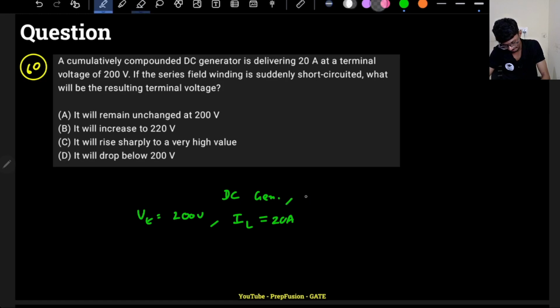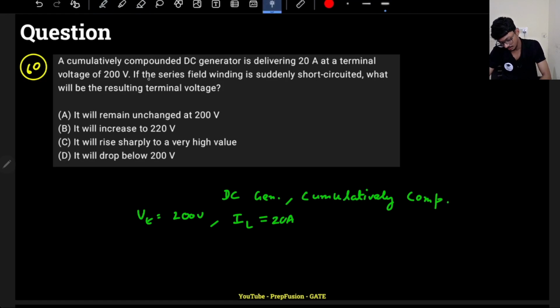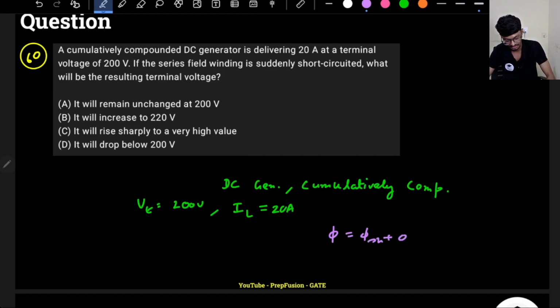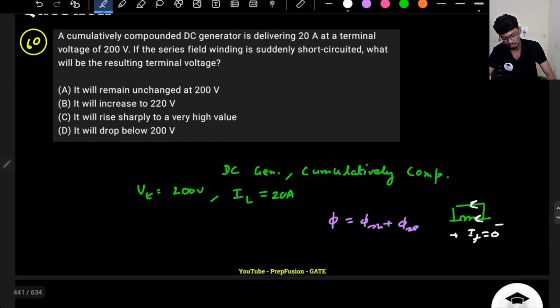It is cumulatively compound. If the series field winding is suddenly short circuited, what will be the resulting terminal voltage? In the case of a cumulatively compound generator, I know that phi is equal to phi s plus phi ac. If I short circuit the series field winding, whatever current was flowing through it, none of it will flow through now, because the voltage across the field winding will be zero. So this will be simply zero.